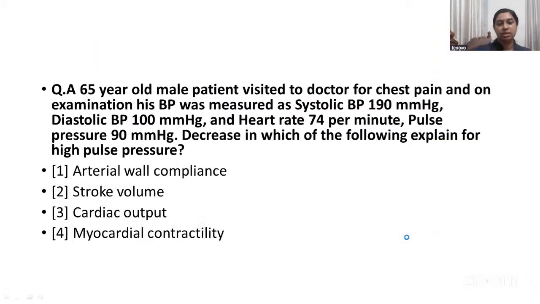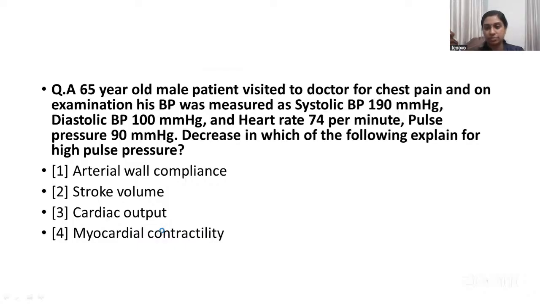Next question. A 65-year-old male patient visited the doctor for chest pain, and on examination his BP was measured as systolic 190, diastolic 100, and the difference, that's the pulse pressure, is 90. Heart rate is normal. Decrease in which of the following explains the high pulse pressure?